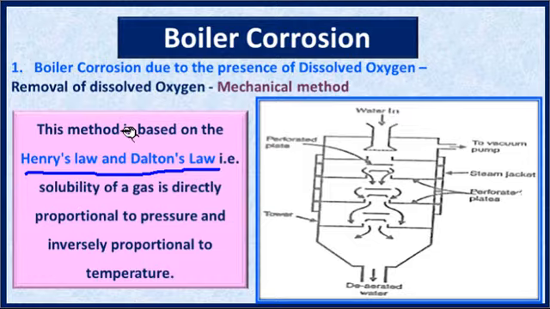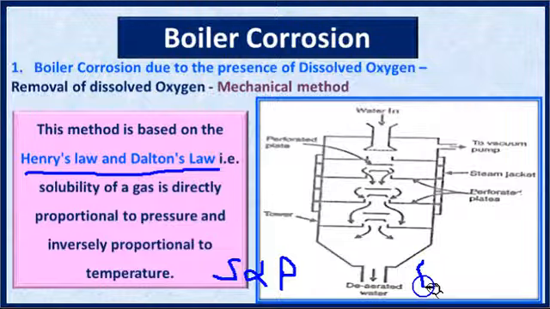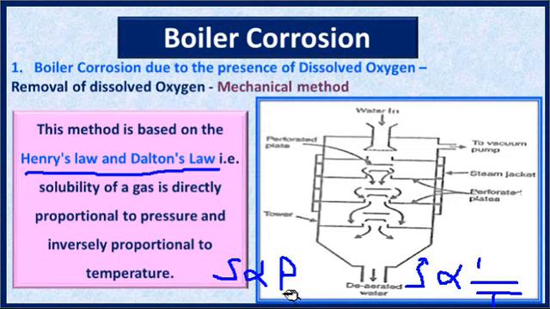According to Henry's law, the solubility of any gas is directly proportional to its pressure, and according to Dalton's law, the solubility of any gas is inversely proportional to its temperature. That means as we increase the pressure, solubility increases, and as we decrease the temperature, solubility increases. So what we want to do here is remove oxygen from the boiler feed water. That means we have to decrease the solubility of oxygen in the water.